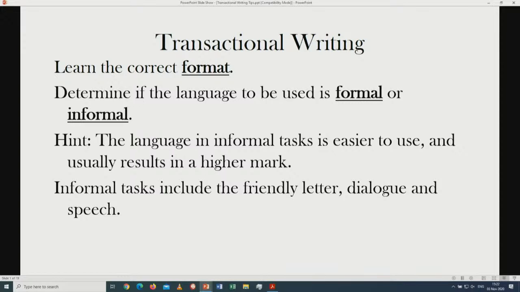And there are some examples. You've got friendly letter, dialogue, and speech. And then you've also got diary entries and stuff like that. I must make sure that those are included. My apologies for that, I should have put those in.